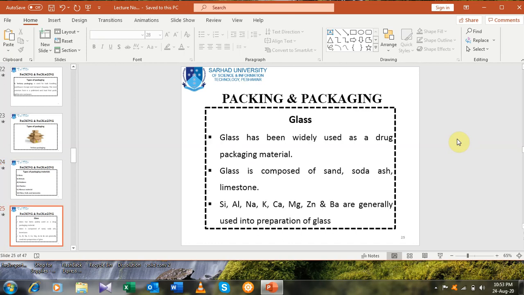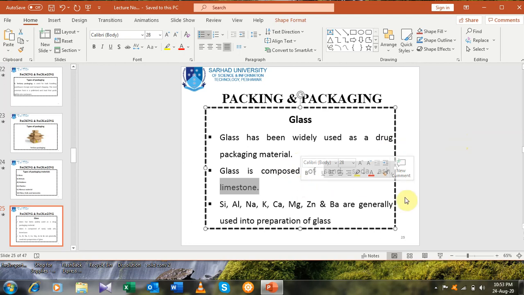First of all, we will discuss the glass. Glass is being widely used as a drug packaging material. Glass is composed of sand, soda ash, limestone, silicon, aluminum, sodium, potassium, calcium, magnesium, zinc, and barium are generally used in the preparation of the glass. These are also elements used for the preparation of glass, but mostly glass is composed of sand, soda ash, and limestone.